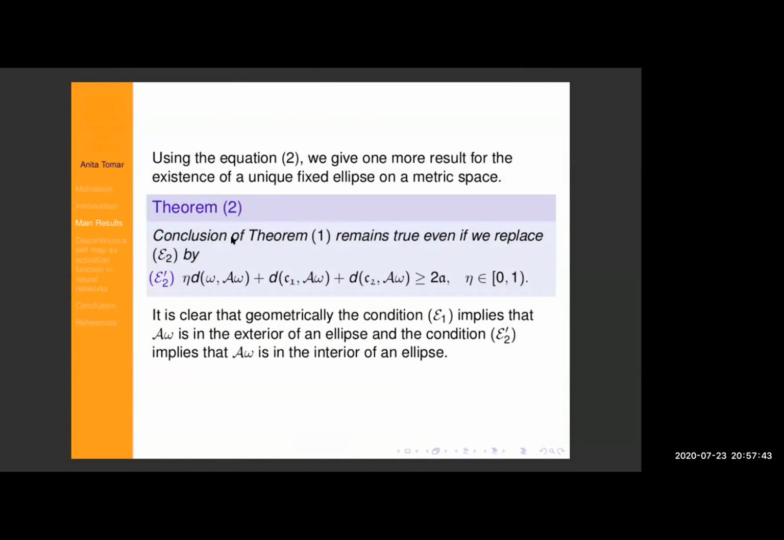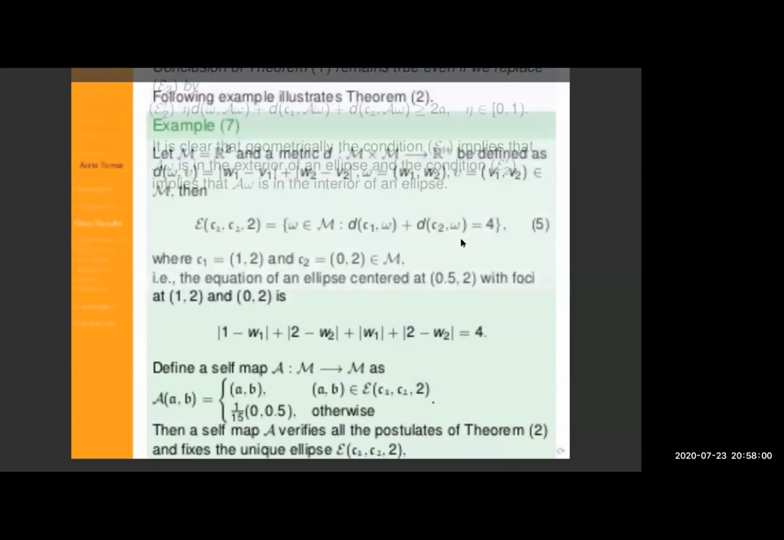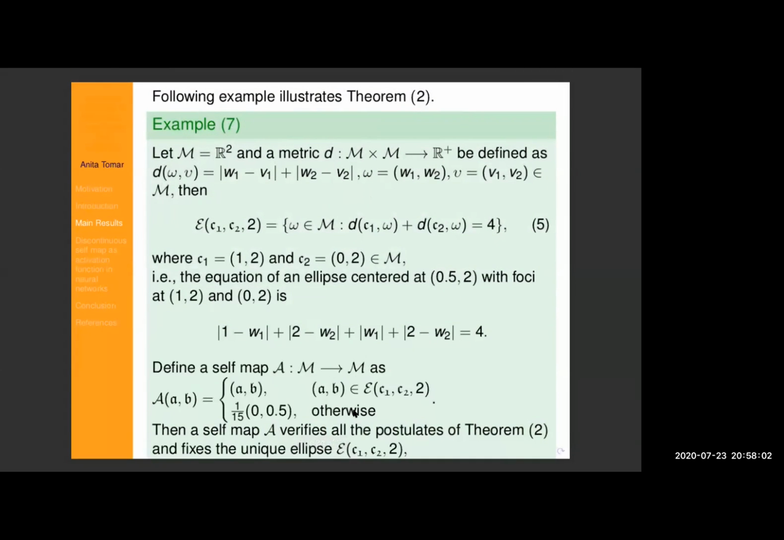If in theorem 1 we replace the second condition by eta d(W,AW) plus d(C1,AW) plus d(C2,AW) greater than or equal to 2A, then also the conclusion of theorem 1 remains true. And these are some of the examples which demonstrate that the conditions are necessary for the existence of a unique ellipse. These are similar examples.